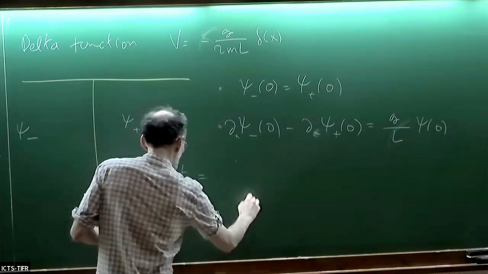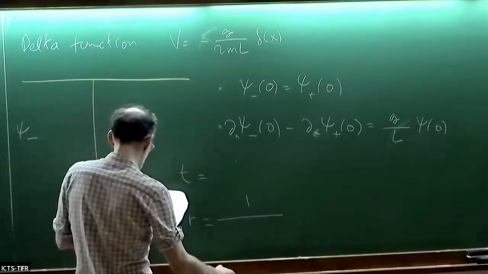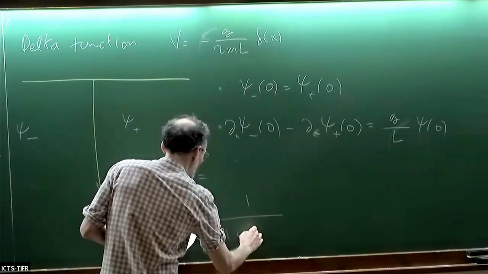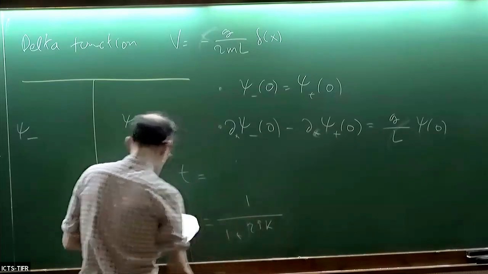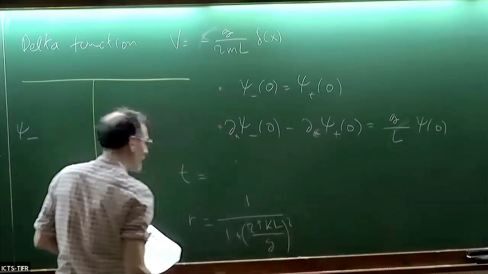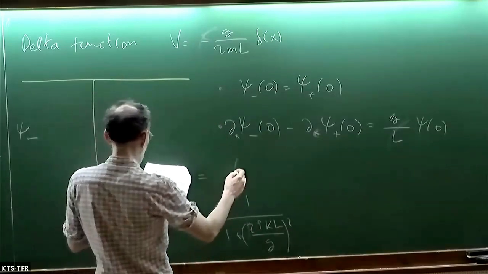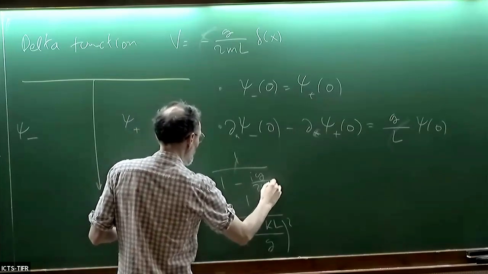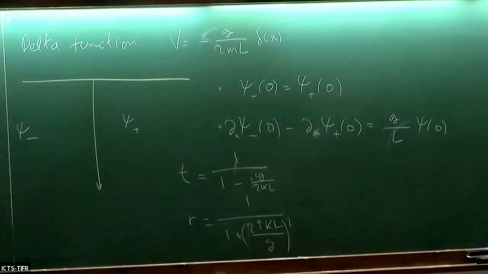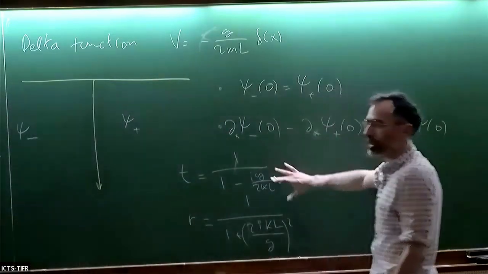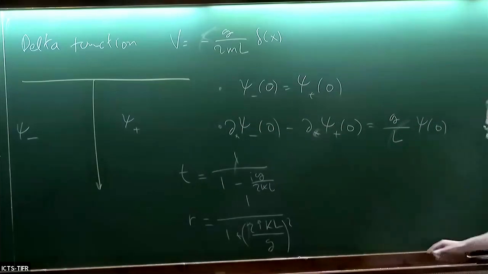are 1 over 1 plus 2 i k L over G, the whole thing squared, and T over 1 minus i E over 2kL. Very good. Again, you can solve for this yourselves. You can find it out for rather small effort.